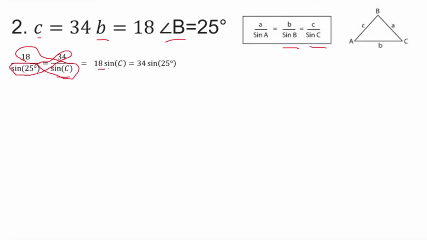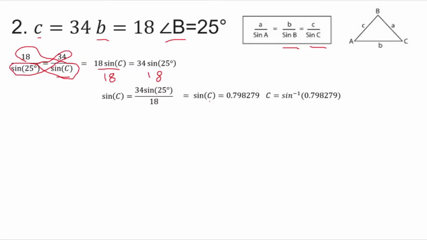From here we could divide by 18, and what you do on one side, you have to do on the other side. So dividing by 18 on both sides, we get sine of C equals 34 sine of 25 degrees over 18. Simplifying this gives sine C equals 0.798279. From here we take the inverse sine, which is the same thing as sine to the negative power of 1, one of the reciprocal properties, I guess you could call it. This gives you 52.97.